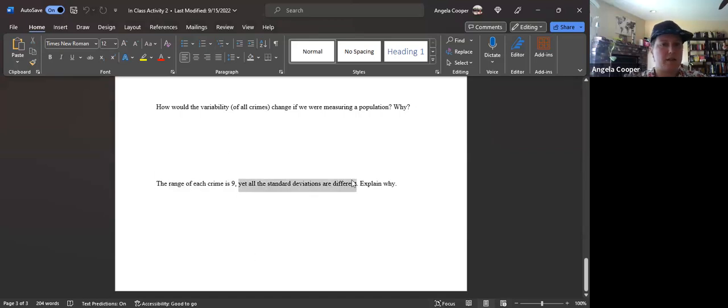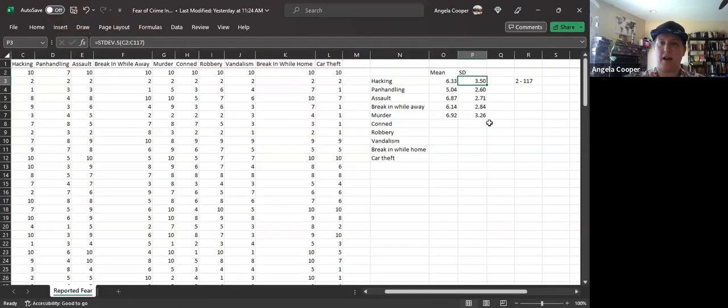Yet all the standard deviations are different. Just from the 5 calculations that we've done together as a class, and of course, if you've done all of them, awesome, good on you. But just from the 5 we've done together as a class up to this point, we see that all the standard deviations are different. And just as a reminder, we have 3.5, 2.6, 2.71, 2.84, 3.26.